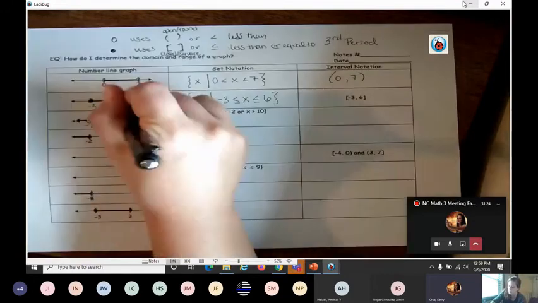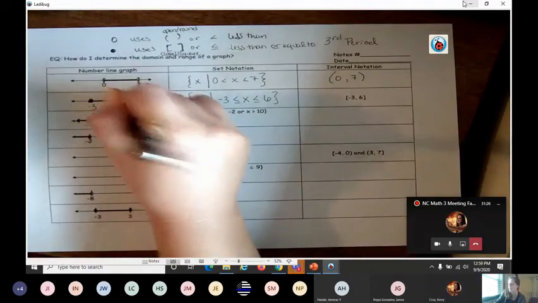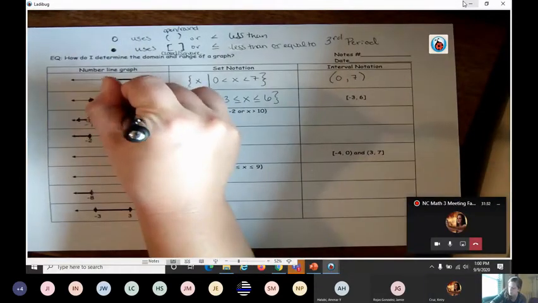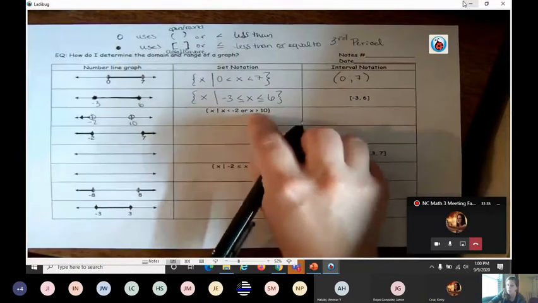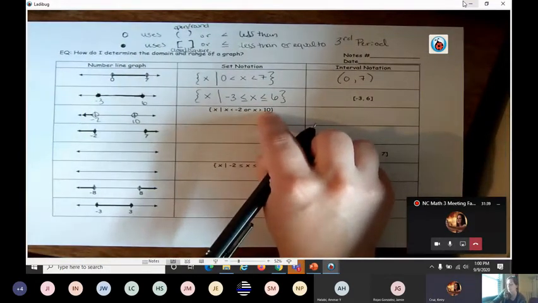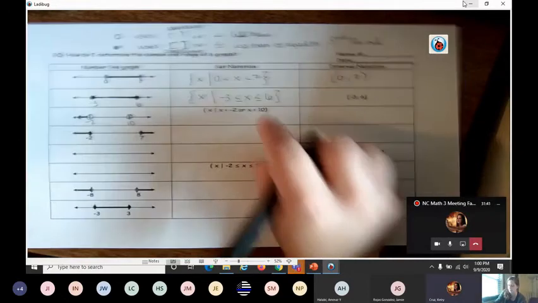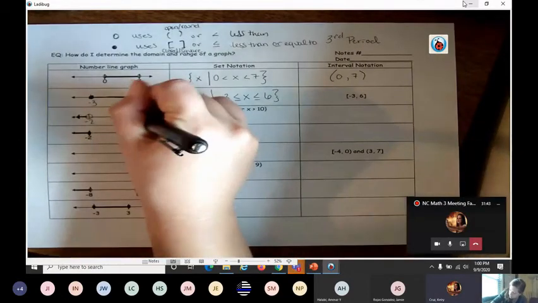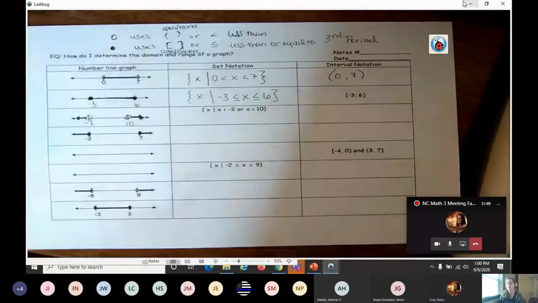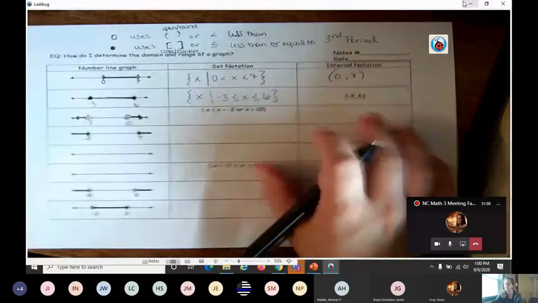So my next one is going to be at 10. Am I going to have an open or closed circle? Open. Very good. And these are X is greater than 10. So which direction is my arrow going to go this time? Right. Yeah. Okay, so we've got that. All right. And then this next part, thank you very much, Katie.